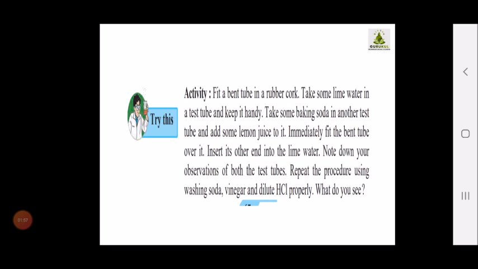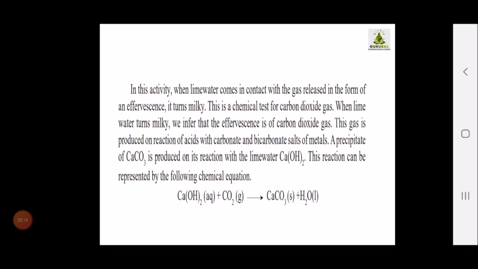Immediately we have to fit the bent tube over it and insert its other end into the lime water. Then we have to note down the observations in both the test tubes, and we have to repeat the procedure using washing soda, vinegar and HCl.